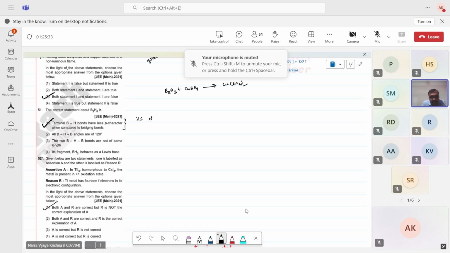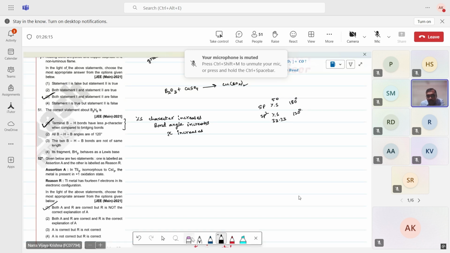As percentage S character increases, what happens to bond angle? It increases, sir. Again I am saying, sp has percentage S 50 and bond angle 180, sp2 percentage S is 33.33 and bond angle is 120. So as percentage S character increases, bond angle increases. What about the electronegativity? Increases.